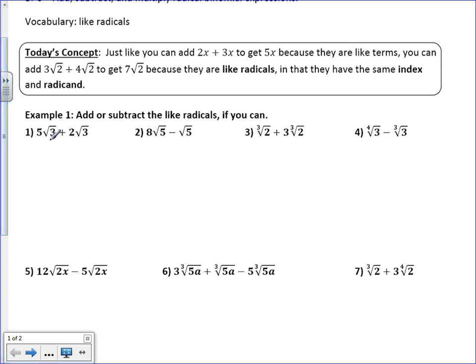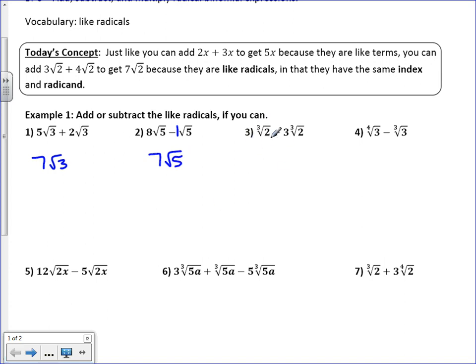So number 1, 5 square roots of 3 plus 2 square roots of 3. They have the same index, square roots are index 2, and the same radicand 3. So if you have 5 of them and you add 2 more, you'll have 7 square roots of 3. Number 2 is subtraction. So if you have 8 square roots of 5 and you subtract 1 square root of 5, same index, same radicand, so they're like radicals. 8 of them minus 1 of them makes, again, 7 of them, 7 square roots of 5.